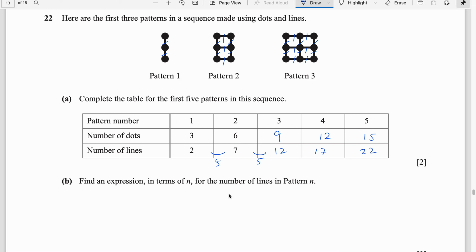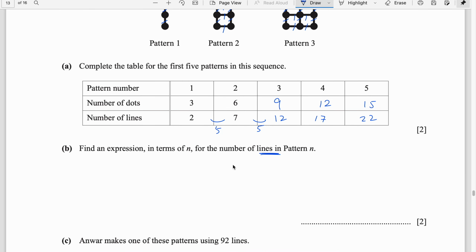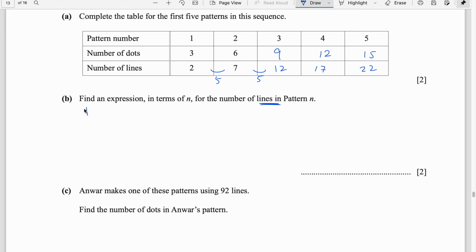Find the expression in terms of n for the number of lines in pattern n. So number of lines, second one. We have this sequence with constant difference in them. So you can use this formula, a plus n minus 1 into d, where a is the first term, in this case that is 2, plus n minus 1, d is the difference, which is 5. So 2 plus 5n minus 5, keep simplifying, we get 5n minus 3.